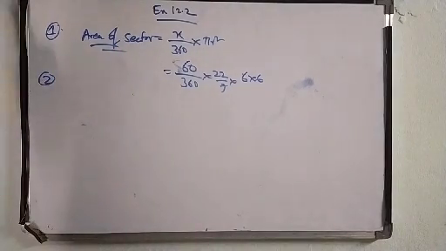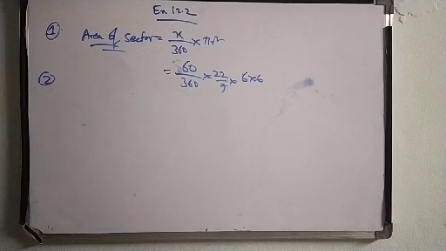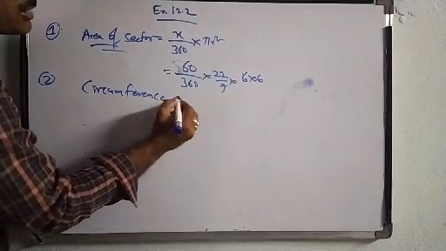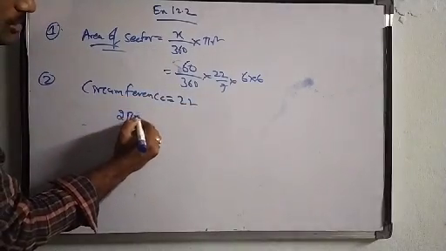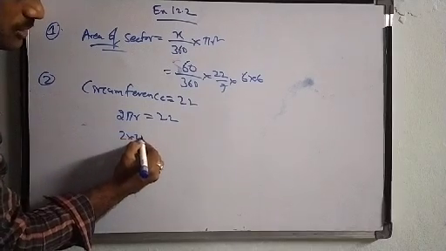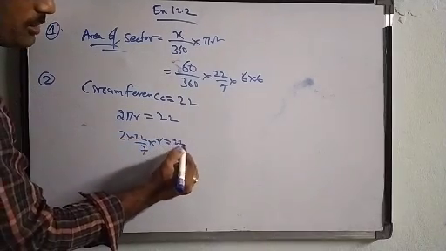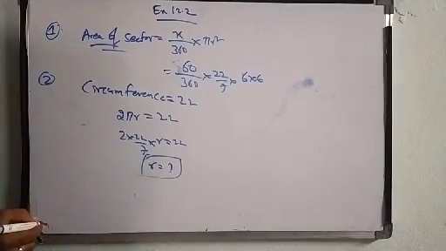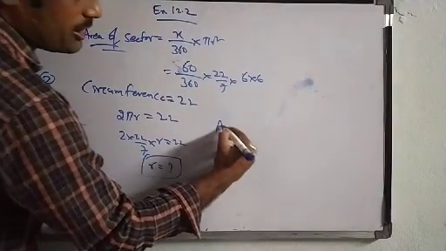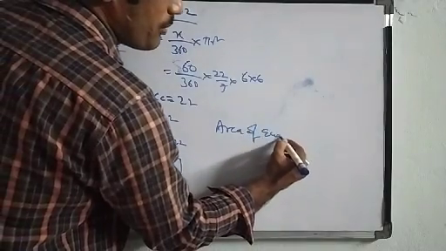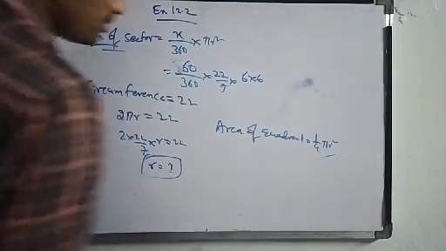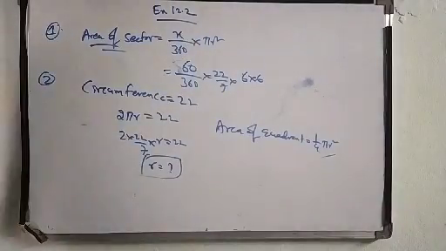Next, coming to the second question. Find the area of the quadrant of a circle whose circumference is 22. So he has given that the circumference of the circle is 22. It means that 2 pi r value is 22. So that is 2 into 22 by 7 into r equals 22. So you are going to get the radius from this. From this radius, what you have to find is the area of quadrant. For the area of quadrant, we have the formula 1 by 4 pi r square. Substitute the radius value in this, and you will get the area of quadrant answer.